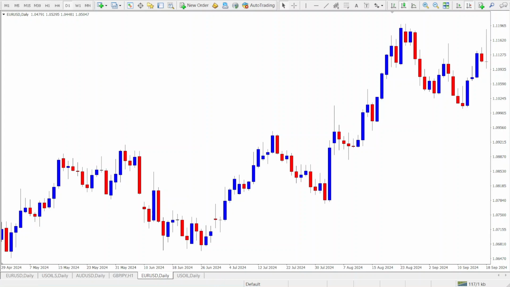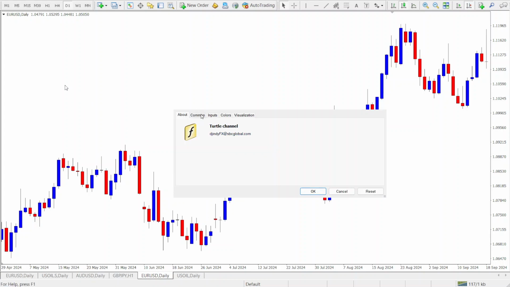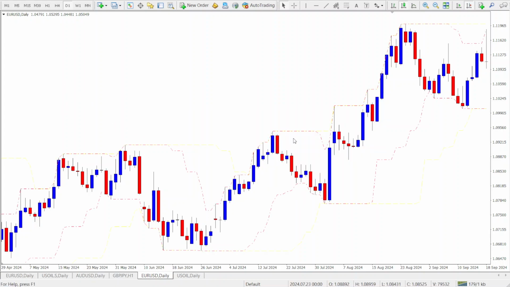If you want to make use of this indicator, you have to download it first from an external source. And after doing that, you would have to add the indicator file to your MetaTrader indicators library. After you have done that, you'll have to restart your MetaTrader terminal before you can then add the indicator to the chart. So this is how the total channel indicator looks like.